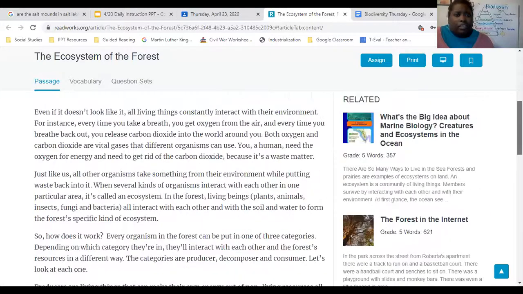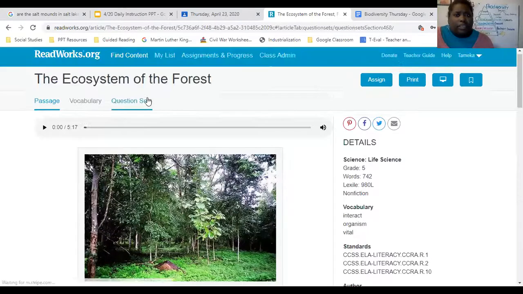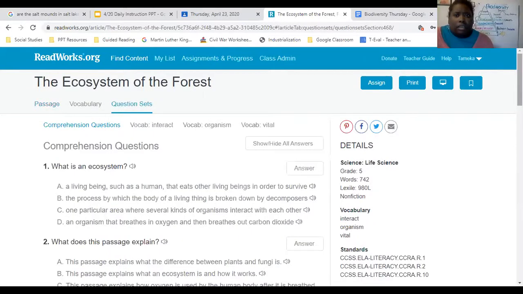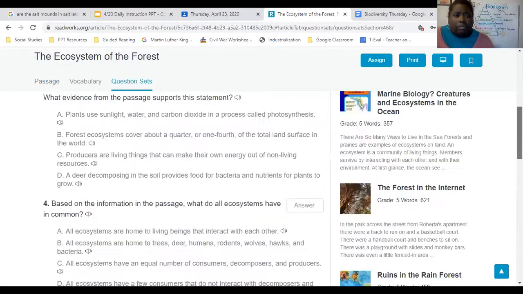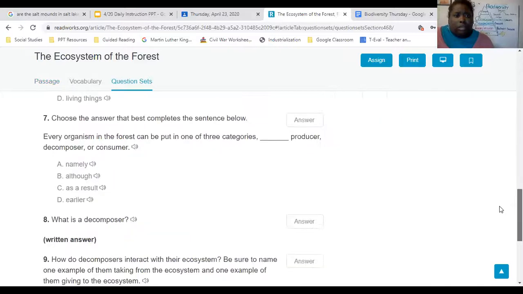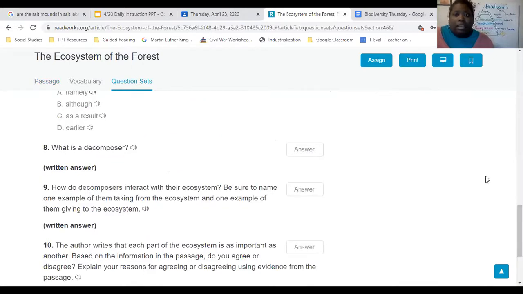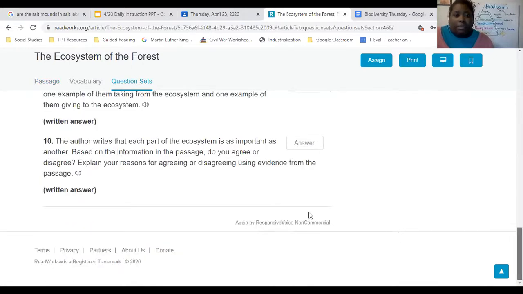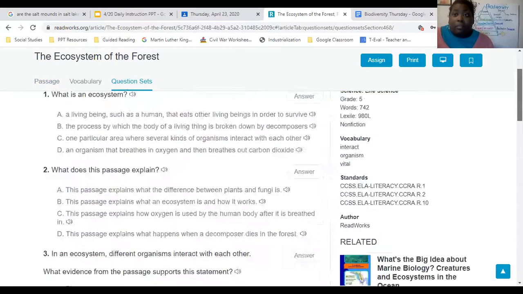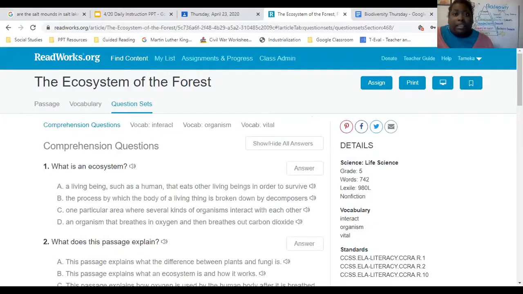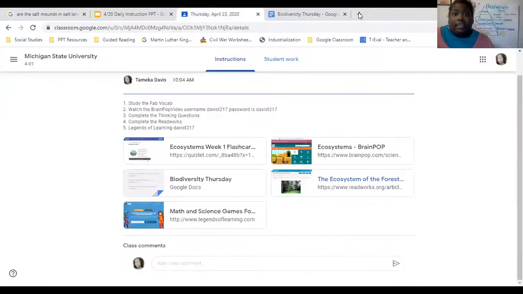After you read it, go to the question set, and then after you do the questions, you have 3 thinking questions where you have to actually write the answer in, you type it in, and then at the very, very bottom, you'll see a button that says submit. It'll be gray. You're gonna press submit, okay? And then that's it. That is it.